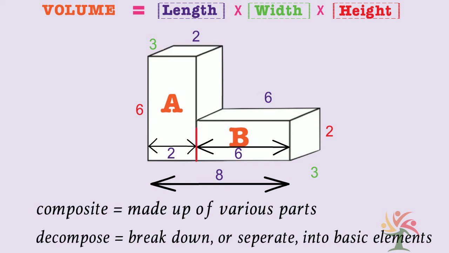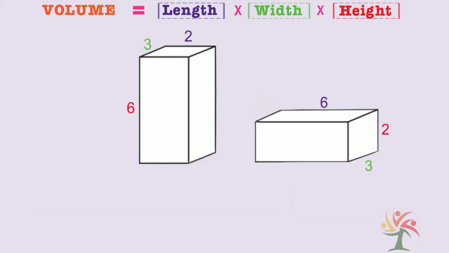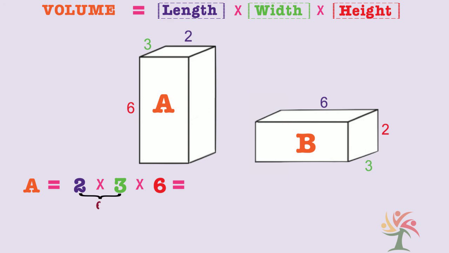Now, in your mind, if you could separate A and B, as we have done here, calculating the 2 volumes becomes easier to visualize. So, let's start calculating the volume of Prism A. Well, the length is 2 times the width of 3 times the height of 6. 2 times 3 is 6. 6 times 6 is 36. So far, so good. On to Prism B.